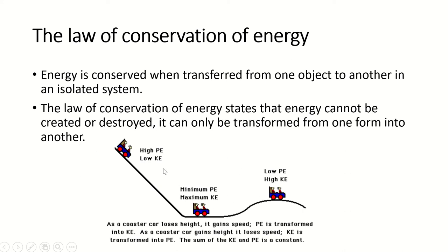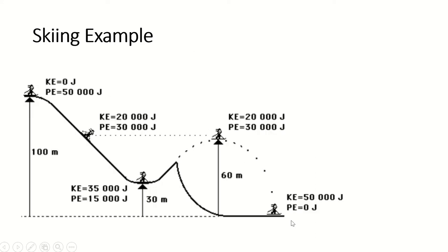So here's a little roller coaster. At the top, lots of potential energy, low kinetic. On the way down, it's at its maximum kinetic energy because at the bottom there is little or no potential energy. And then as it gains a bit of height, it gains a bit of potential energy and loses a little bit of kinetic energy. And you've seen that in the skate park interactive.